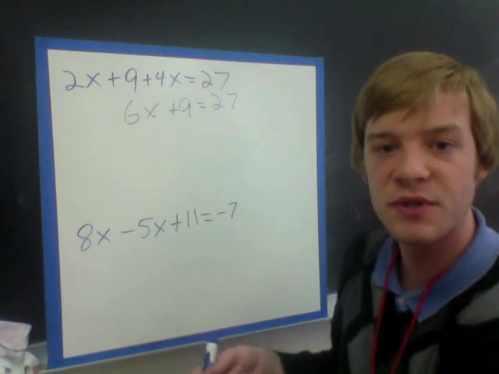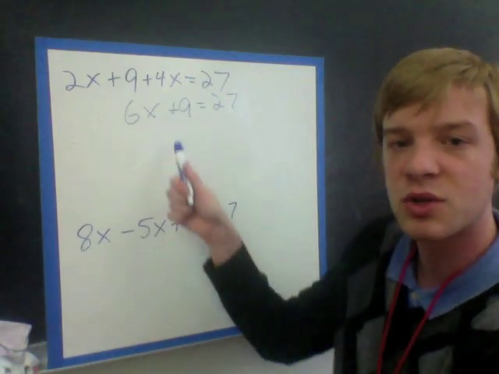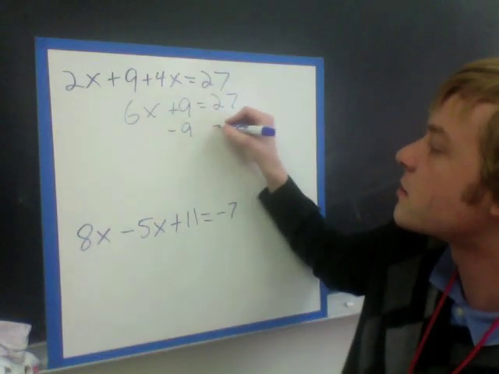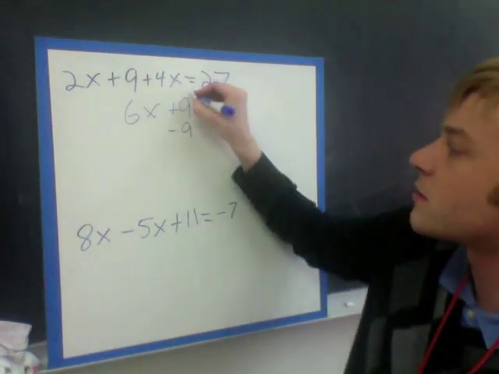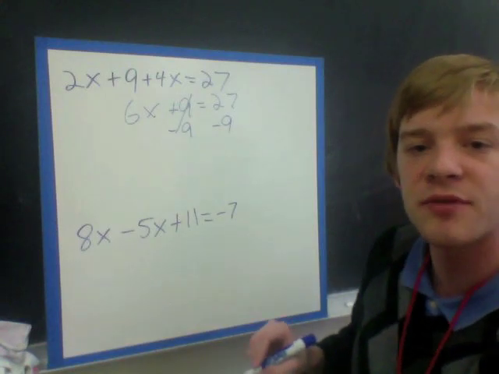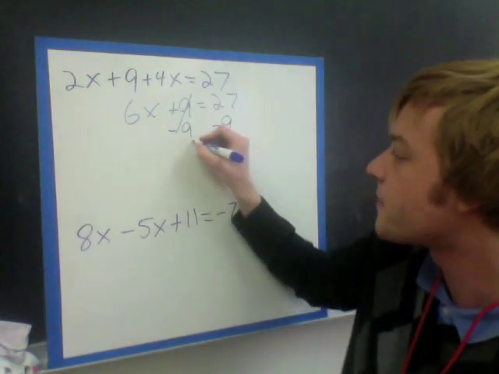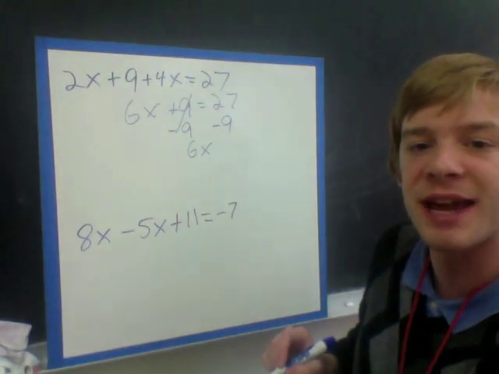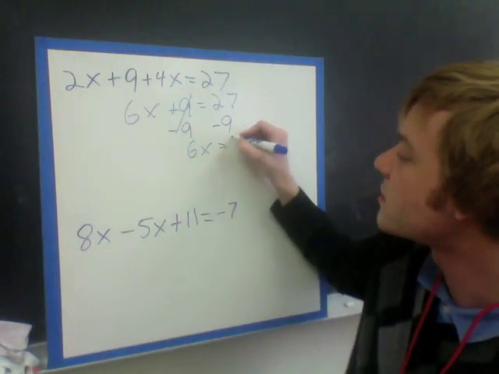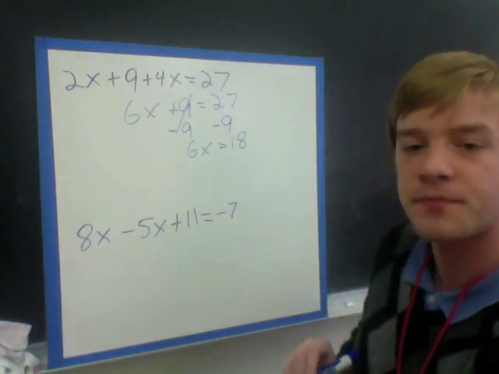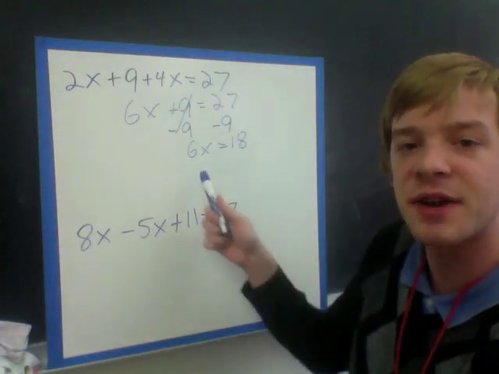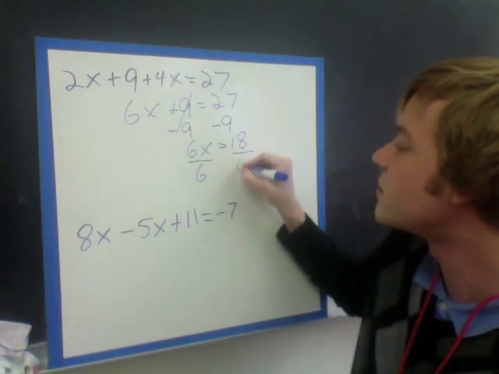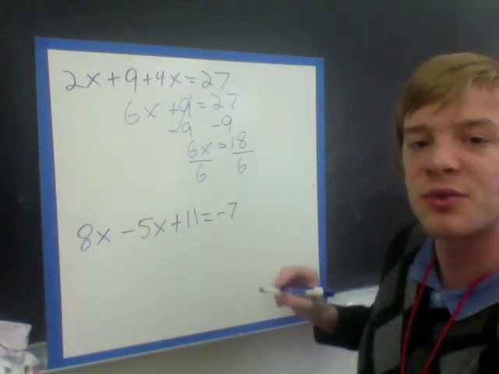I'm going to go through and solve this just like I have been doing. So I'm going to subtract 9 from both sides. Those cancel, and now I have 6x on the left side. And 27 minus 9 is going to give me 18. So now to get x by itself, I need to divide by 6. And I end up with x equals 3.